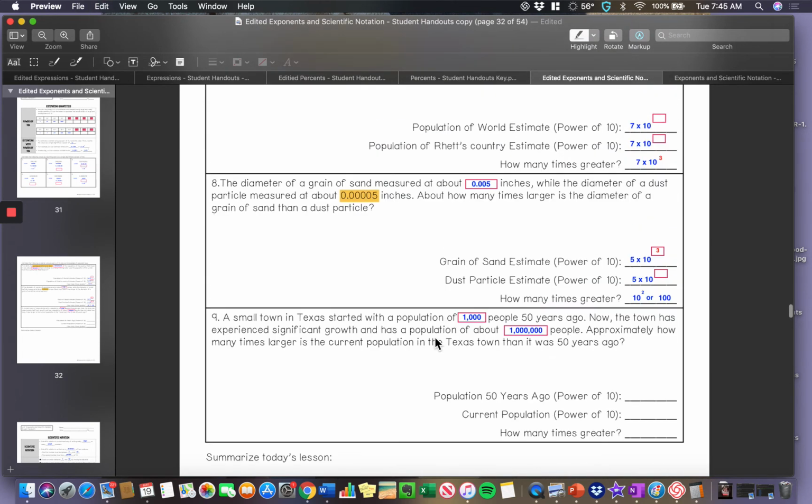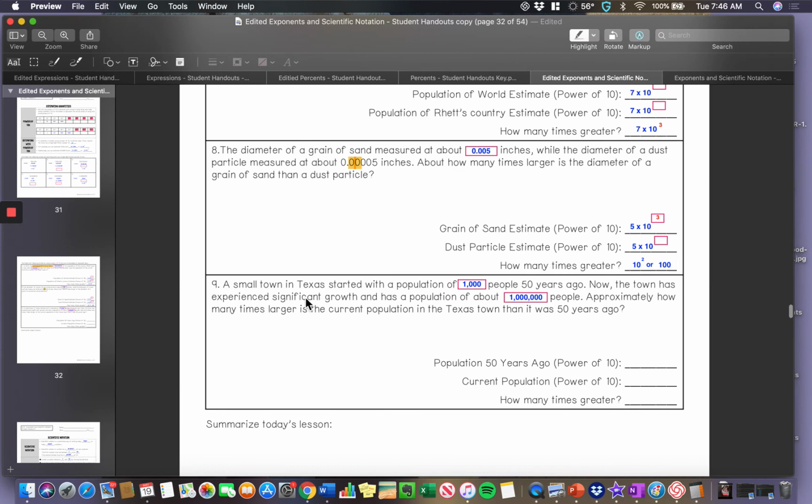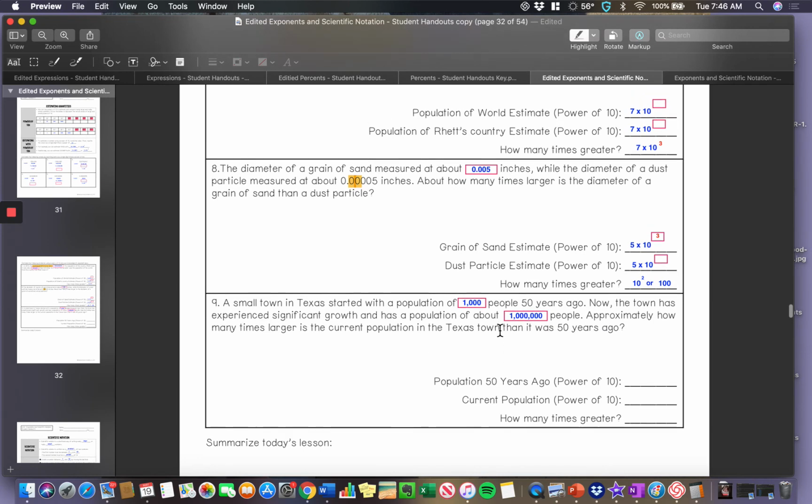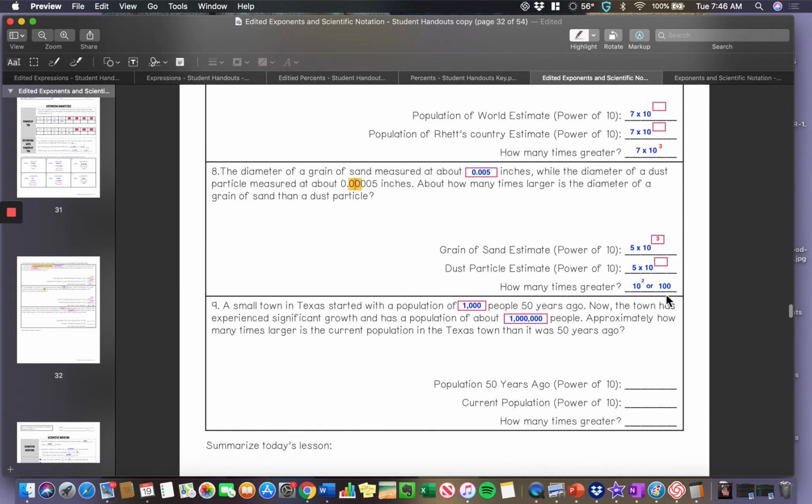There were 2 extra zeros. My highlighter's being a little weird. There we go. So I had 2 extra zeros. Alright, for number 9, I'm going to ask you to try this one on your own. It should look a lot like the top.